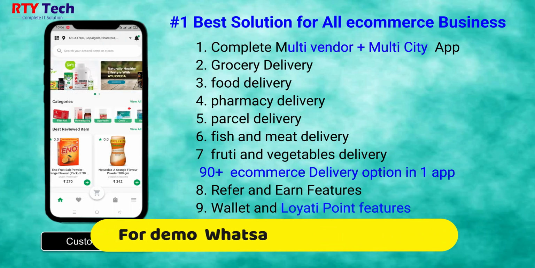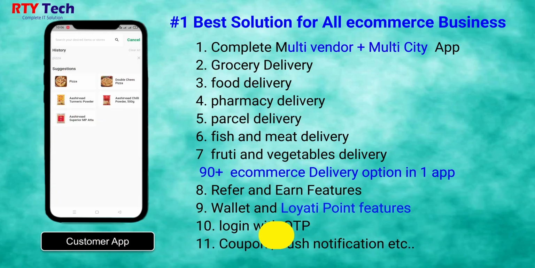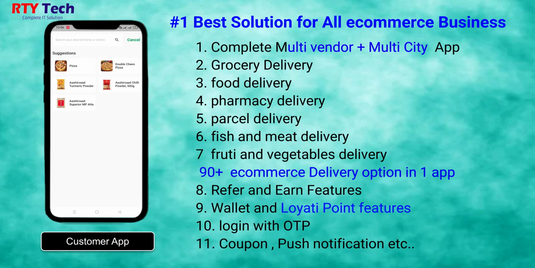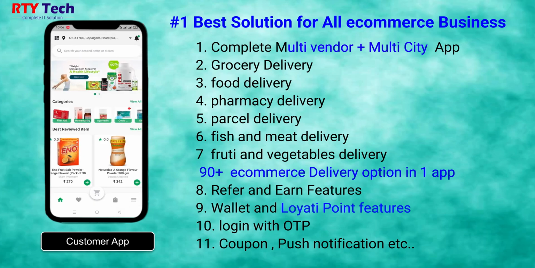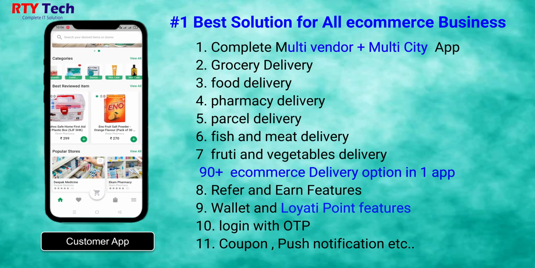When you click to pharmacy module you will see pharmacy section. In this section you will see slider banner, popular category, search bar option, popular store nearby your location, and also popular items.